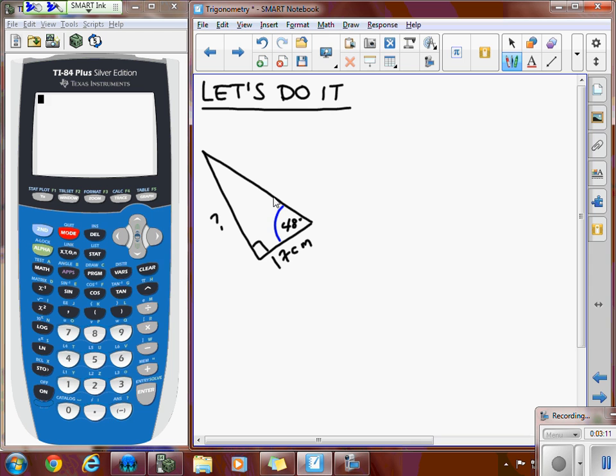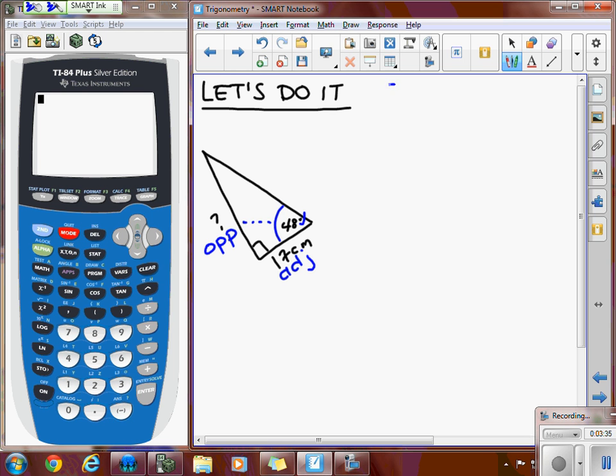The first thing you probably want to do is label the sides that we're going to be using. This 48 degrees becomes my reference angle. That's the angle that we're going to use to solve this problem. Across from it is the side I'm trying to find. That's the opposite. And this side is touching it, so this is the adjacent. So in here, I'm only using the opposite and the adjacent sides. The hypotenuse has nothing to do with this question right now.